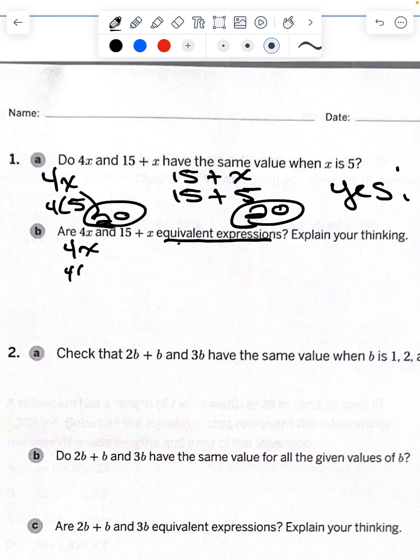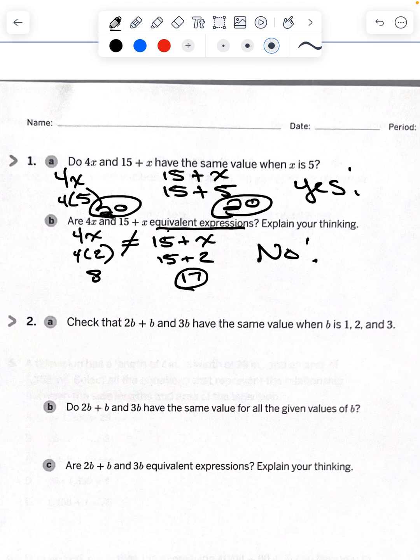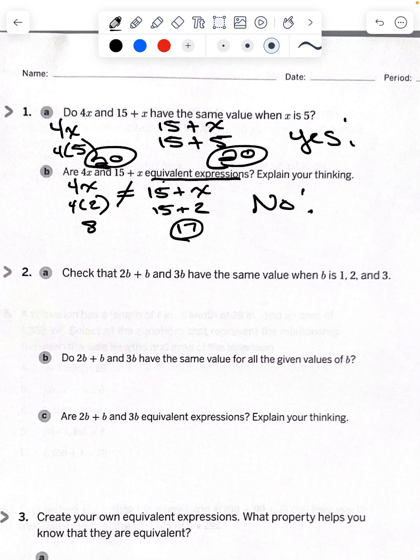If I do 4x and I substitute in 2, I get 8. If I do 15 plus x and substitute in 2, I get 17. These are not equivalent expressions. They just happen to have the same value in letter A when x was 5. But they are not equivalent expressions. In order to be equivalent expressions, it has to work for any number you substitute in for the variable. So they are not equal.